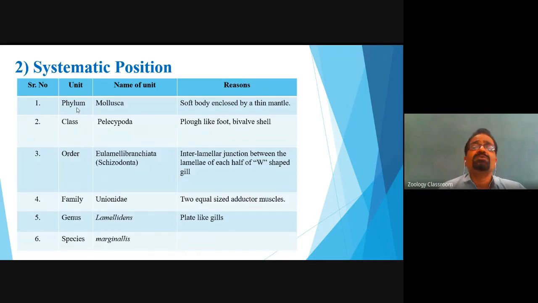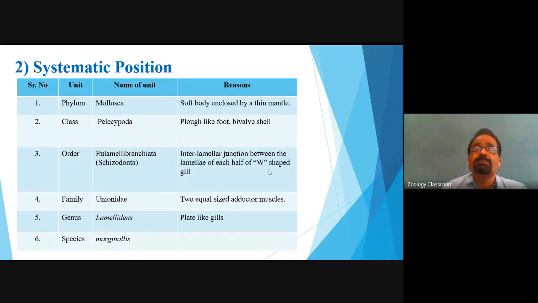It belongs to phylum Mollusca, whereas it is soft bodied. It belongs to class Pelecypoda. The foot is present, a triangular, muscular, shear-like foot. It is bivalve. Two shells are present, because you know the snails have only a single shell, which is also twisted. But here two equal sized valves are present. It belongs to order Eulamellibranchiata.